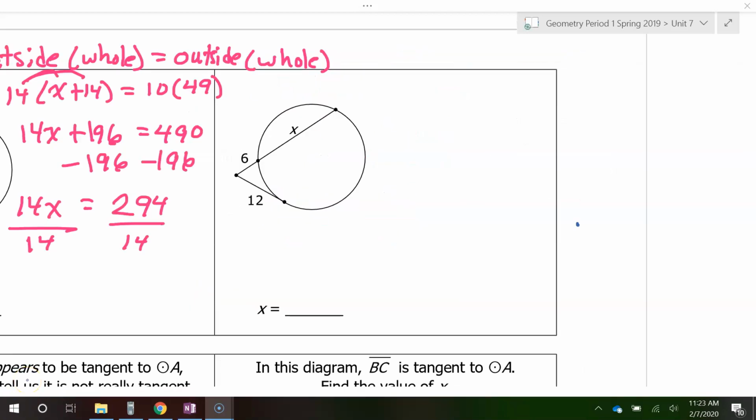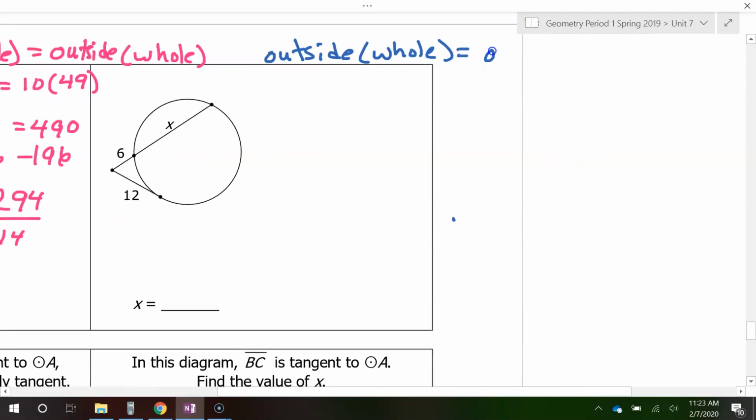All right, what is going on with this one? So the angle is outside the circle. So this is going to be the formula where we do outside times the whole is equal to the outside times the whole.